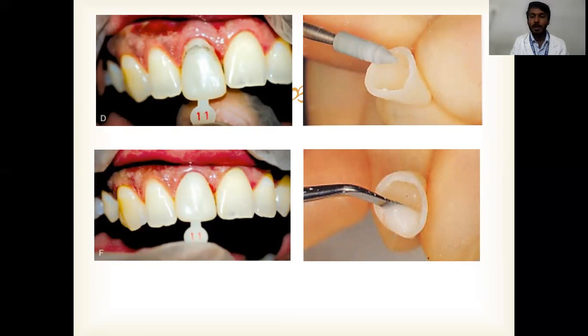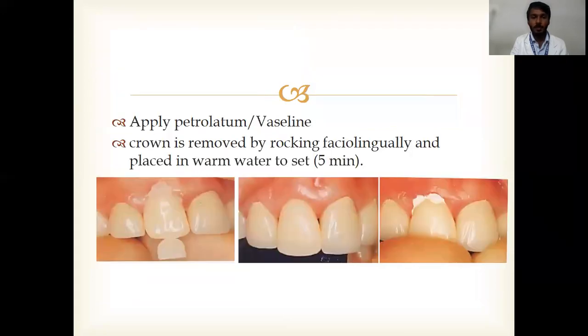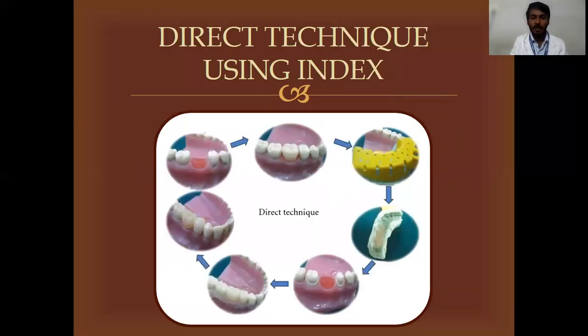After confirming it, we will apply some polymethyl methacrylate into the shell and then place it in the patient's mouth after application of petroleum gel. After application of the Vaseline or petroleum gel, this crown is seated, and when it starts to set slightly, we will rock it facially, then remove it and place it in warm water for the material to set. After it is set, we will remove the excess. We will cement it with a temporary luting cement. Mostly it's a single set usually.